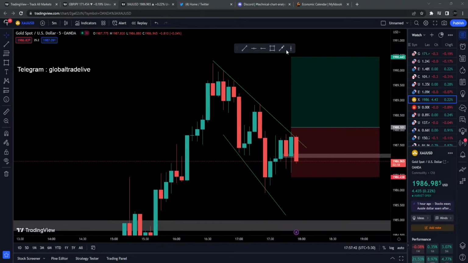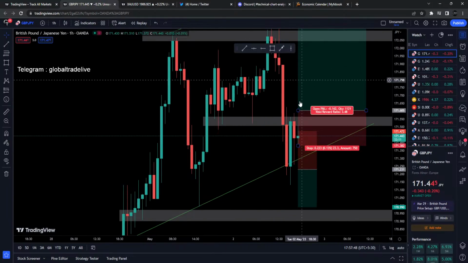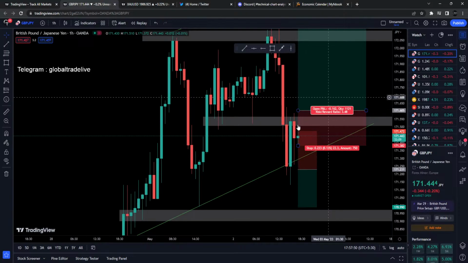I'm not in any trade, guys. I'm not in any trade. These are just the trading ideas I have, so they are not activated yet.